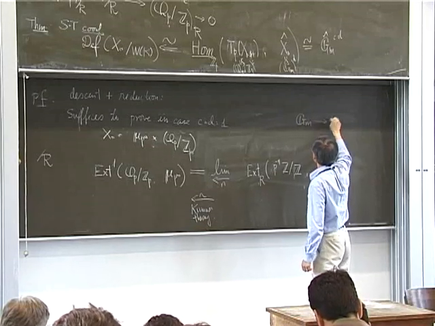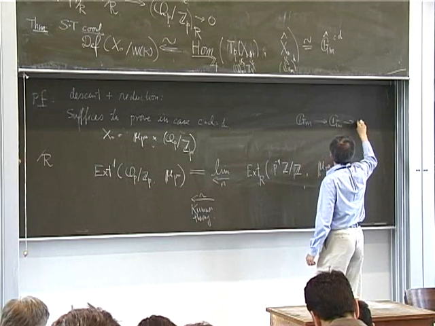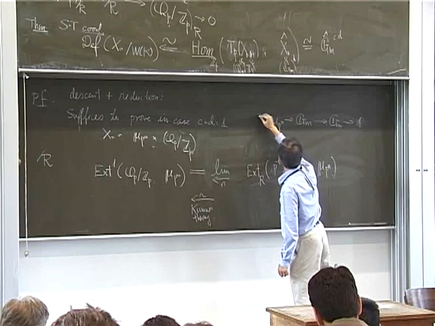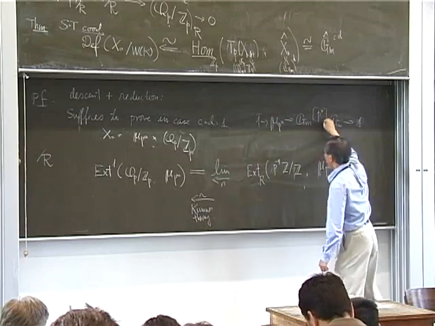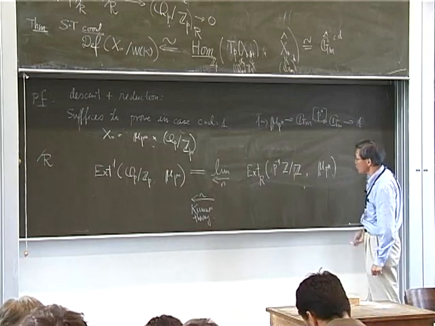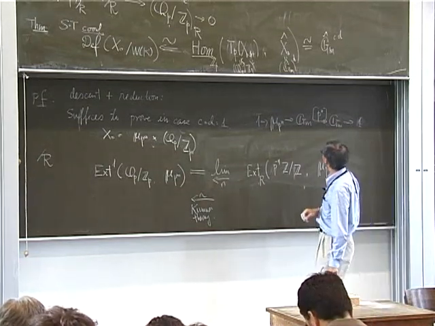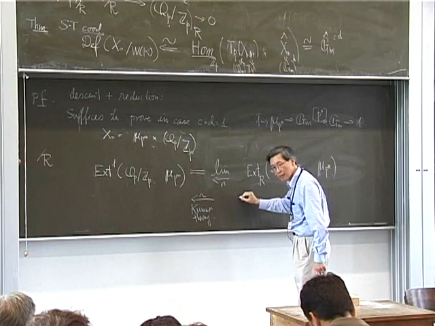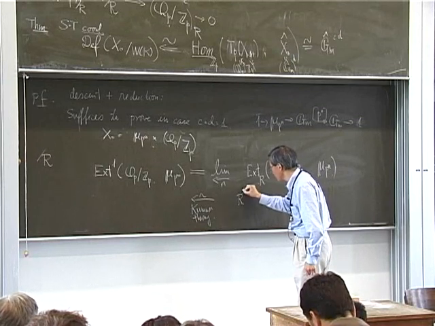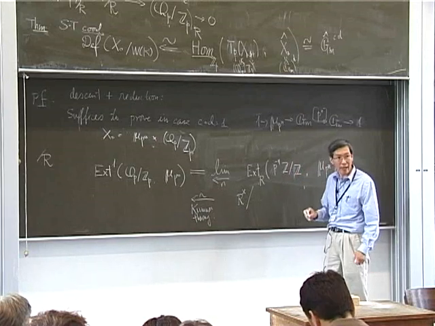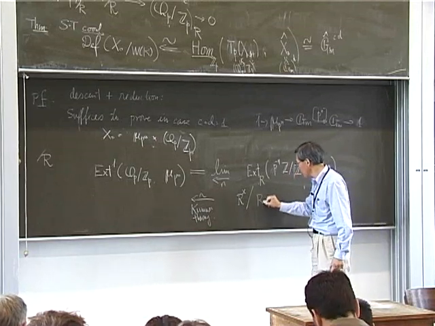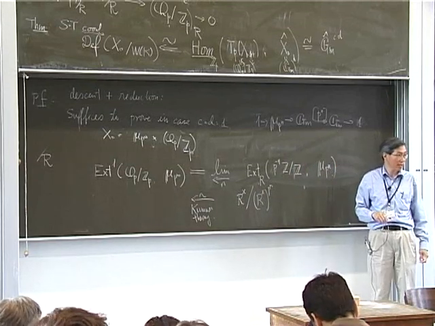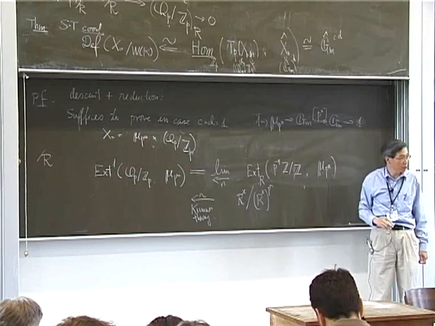Kummer theory is: G_m, with 0 or 1 for mu_{p^n}, 1, this is p^n. And so we do that. And what Kummer theory tells us is that this is isomorphic to R cross divided by R cross raised to the power p^n. That's the standard Kummer theory, just using the exact sequence from it.